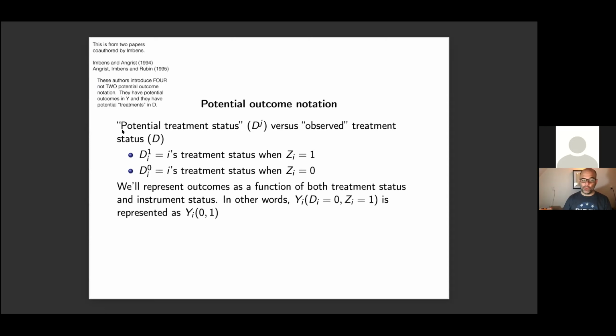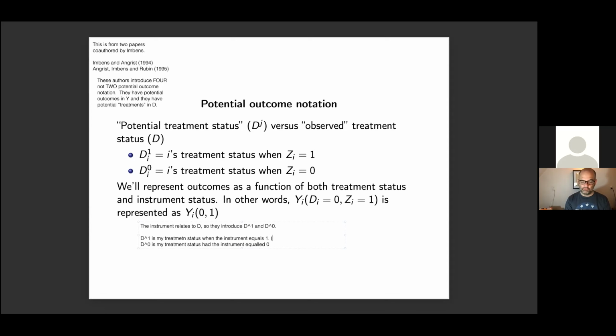Okay, so the instrument relates to D, so they introduce D1 and D0. D1 is my treatment status when the instrument equals 1. D0 is my treatment status had the instrument equaled 0.